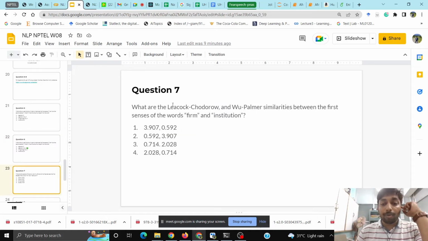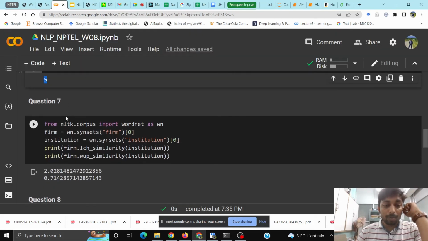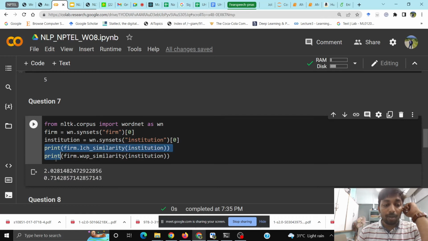Okay, next we want to find out the Leacock-Chodorow and Wu-Palmer similarities with the first sense of the words form and institution. So let us again do this. So here we have to use the first sense. So form equal to wn synsets.